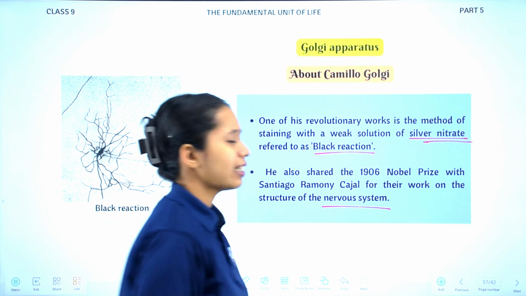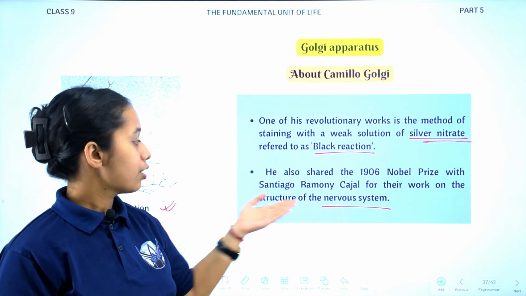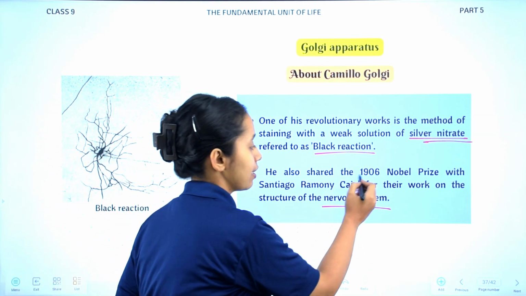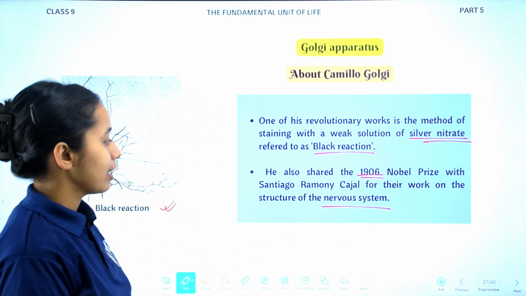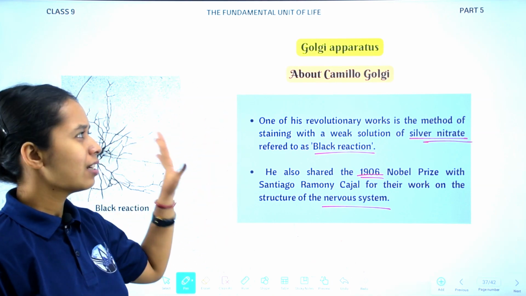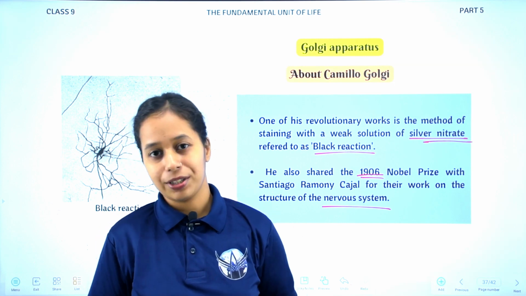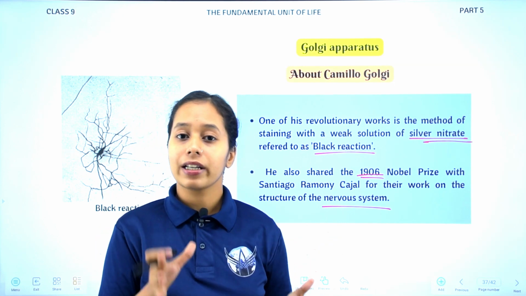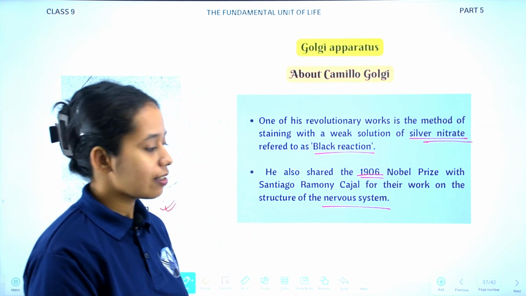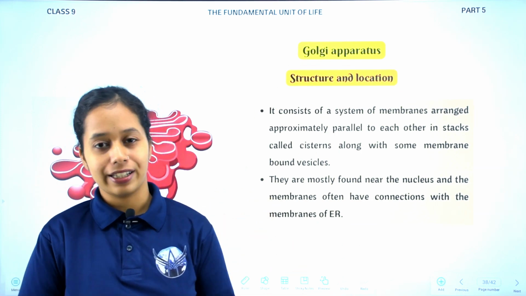See, I told you that he was very much interested in the nervous system. Because of his study on the structure of the nervous system, he even received the Nobel Prize in the year 1906 with another scientist whose name is Santiago Ramon y Cajal. So this is almost everything about Camillo Golgi. But since our main topic is not Camillo Golgi, our main topic of discussion is the Golgi apparatus, now let us start with the Golgi apparatus or Golgi body, whichever you prefer.